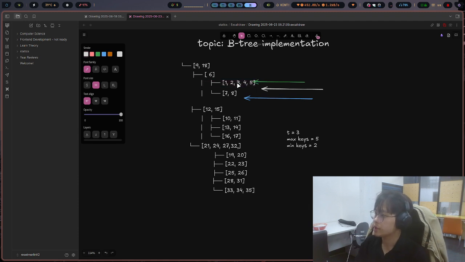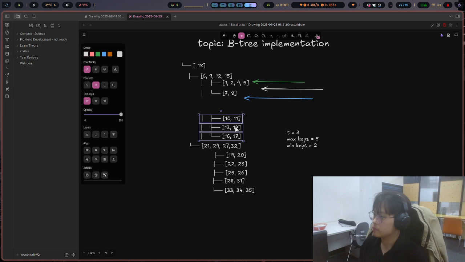And now you delete 3. But this also causes a problem, because this node already causes underflow. So you do the same thing: pulling the 9 and merging with the 15, 6, 9. So this is going to go here, and this is going to go here, like this part.